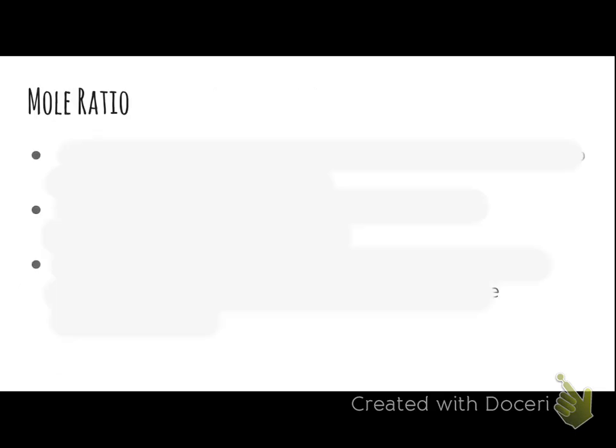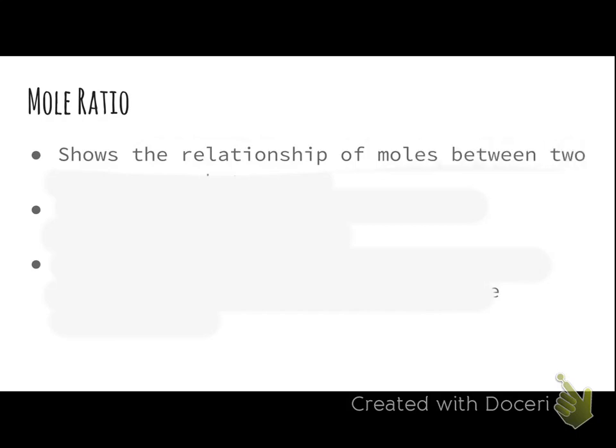All right, so we have this thing called a mole ratio. What it's going to do is show us the relationship of moles between two different substances. Up to this point, all we've been looking at is the relationship within one substance: how many moles of one substance is how many grams of that same substance. So if I have 2 moles of oxygen, how many grams is that? But now we're going to be comparing oxygen to carbon, or hydrogen to sulfur, or nitrous acid to nitrogen. We're going to be comparing two different things.